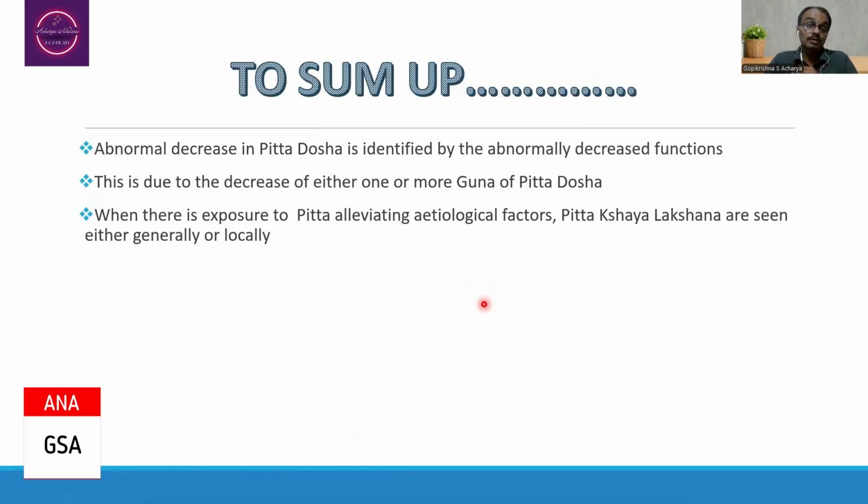To sum up, the abnormal decrease in the Pitta Dosha that can be identified by abnormal decreased functions. This can be attributable to the decrease of either one or more guna of Pitta Dosha. Where there is exposure to Pitta Dosha alleviating etiological factors, that is the Pitta Kshaya Karana, we are going to suspect or observe Pitta Kshaya Lakshana in the body. Pitte mando vanalashitam prabhahanihi. So these are the Lakshana that can be observed in case of the Pitta Kshaya.